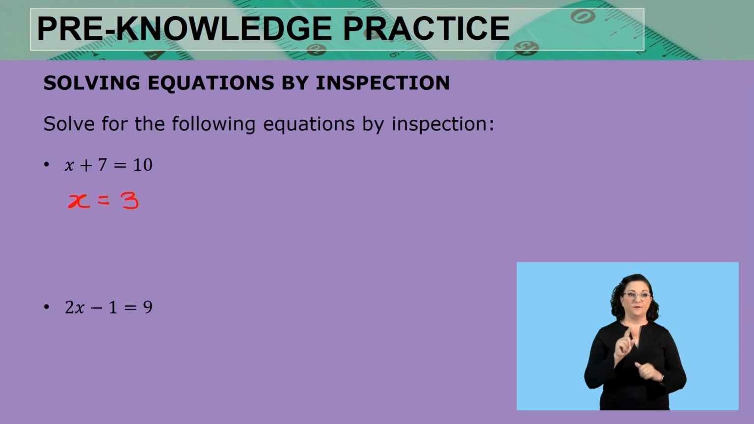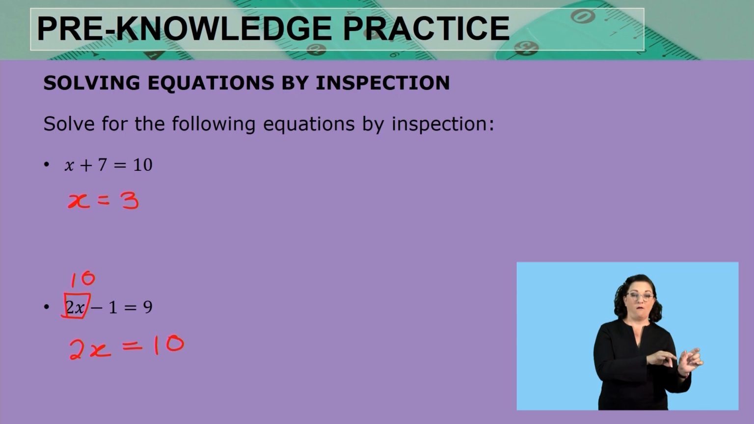Let's look at the next one. Here, a value has been multiplied by 2, and then from that result, we subtract 1, and the answer is 9. Let's first look at what that number can be, the whole 2x. What can it be for us to subtract 1 and then the answer is 9? If you are thinking of 10, then you are correct. This means that our 2x is equal to 10.